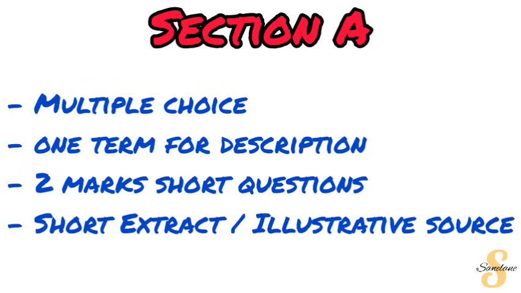So after the multiple choice, you're going to have the 1 term for description type of question, where they're basically going to give you a description and you have to give 1 term that matches that description. It's not a matching column, so that means that those 1 terms that you need to give are not given to you already on paper. They're the terms that you're going to need to know from just reading the description. So you read the description, and next to the question number, you write what that term is.